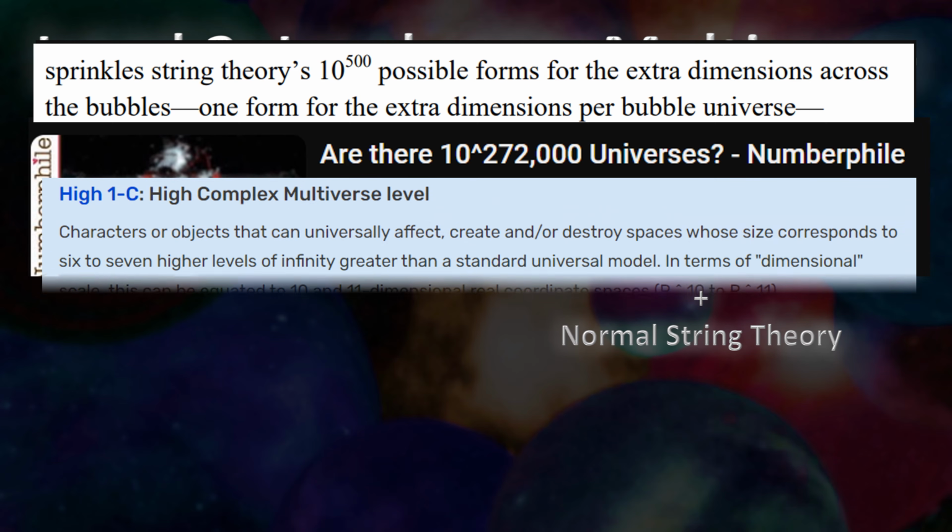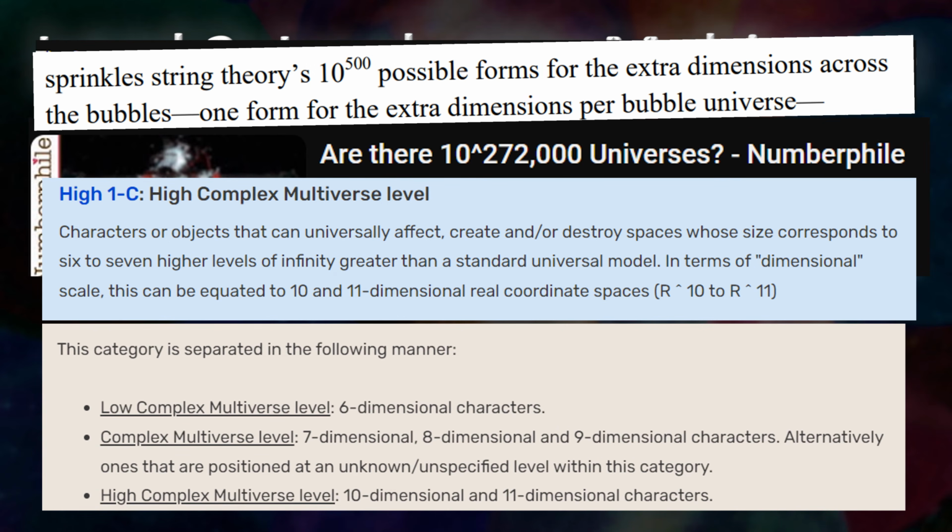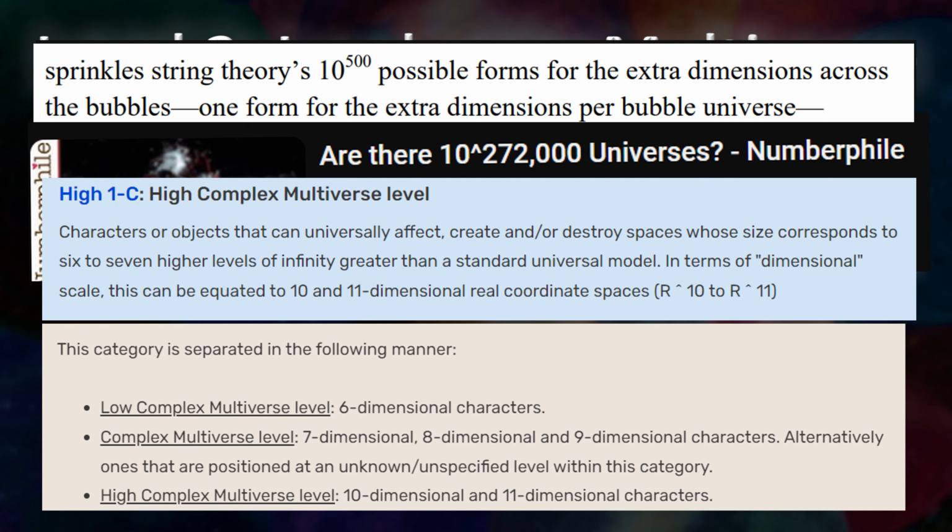This means that in terms of power scaling, we say this is a highly complex multiverse, with there being at least 10 to the 500 universes, or 10 to the 270,000 universes, somewhere along the line.